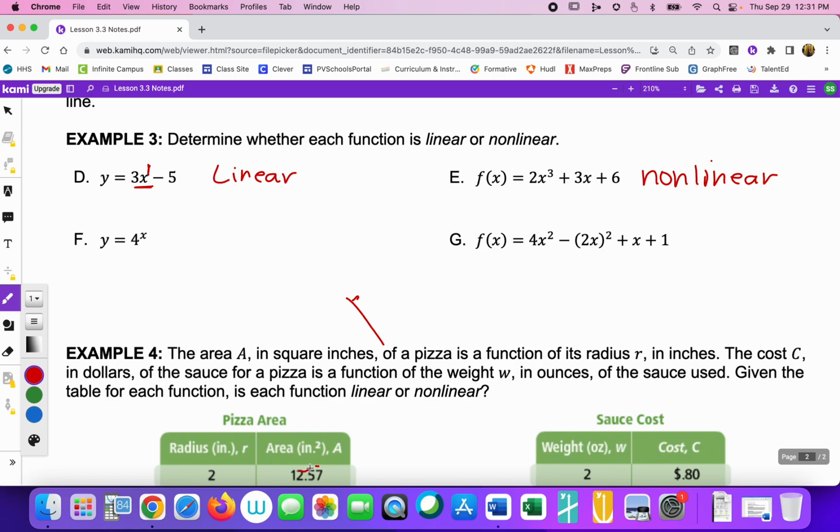Okay. What about f? Is that the same as it? No. So he's saying no. What's different? X itself is a power. X is the exponent. Okay. So this is not linear. The x has to be the base, basically, and it has an exponent of 1. This is a 4 with an exponent of x. So this is not linear. Okay. This is a nonlinear.